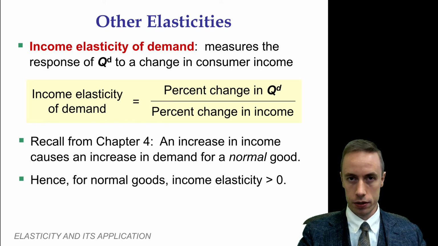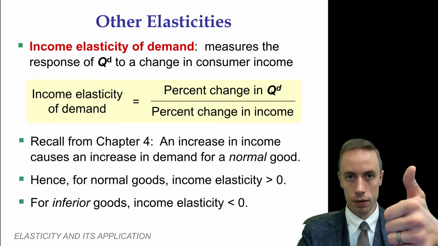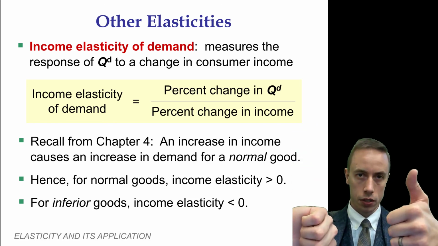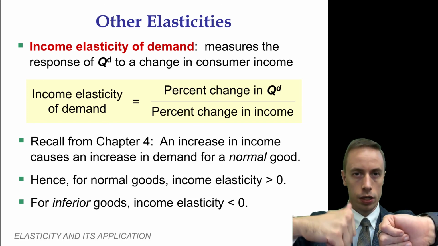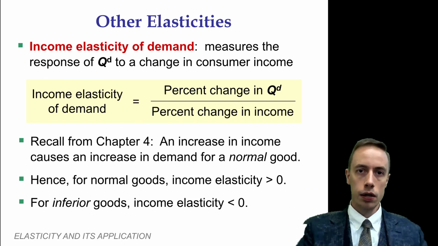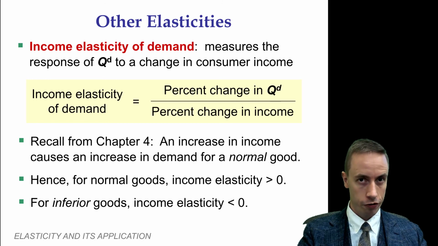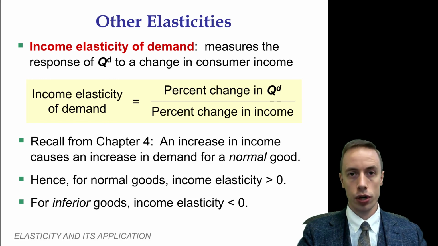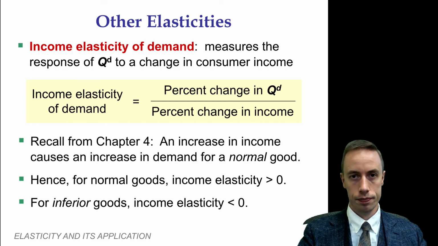Inferior goods, they work the other way around. Inferior goods, when people have higher incomes, positive income change, we see lower quantities, negative quantity change. Or lower incomes lead to higher quantities. Either way, one of your percentage changes will be positive, one negative. That will give your fraction, your elasticity, a negative value overall. And that's how you recognize an inferior good. It has a negative income elasticity of demand.